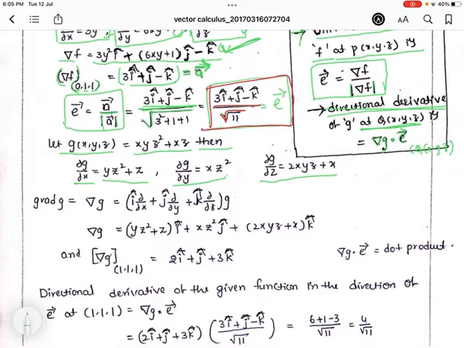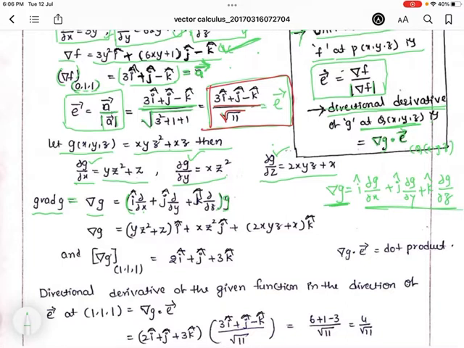For what purpose do I find these values? Because I want del g, which is i cap dou g by dou x plus j cap dou g by dou y plus k cap dou g by dou z. Here I found dou g by dou x, dou g by dou y and dou g by dou z. Del g means the gradient of g. So I substitute all these values in this equation. Here I get gradient g, which is equal to del g, which is i cap dou by dou x plus j cap dou by dou y plus k cap dou by dou z of g.